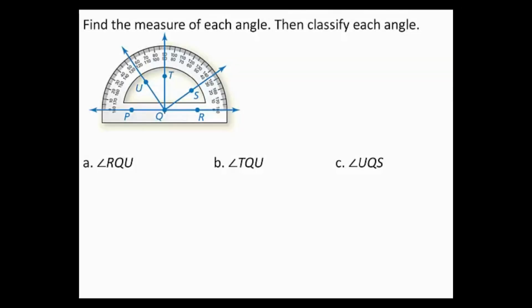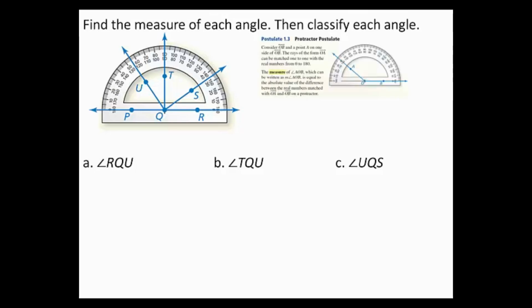Find the measure of each angle, then classify each angle. A. Angle RQU, B. Angle TQU, and C. Angle UQS. To find the measure of each angle, you can use the protractor postulate, which states that the measure of an angle is equal to the absolute value of the difference between the real numbers matched with the 2 rays on a protractor.